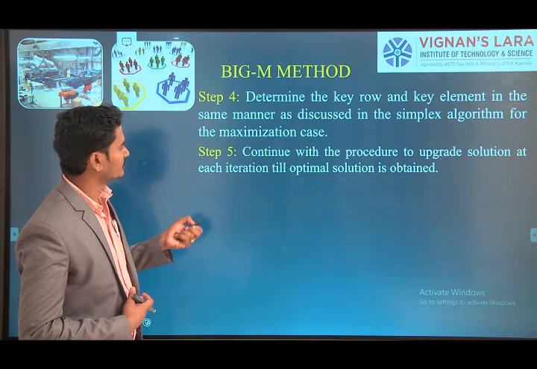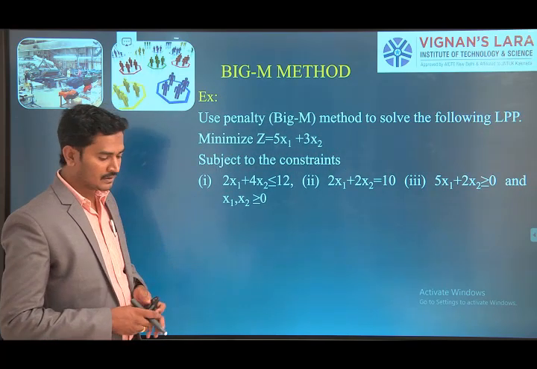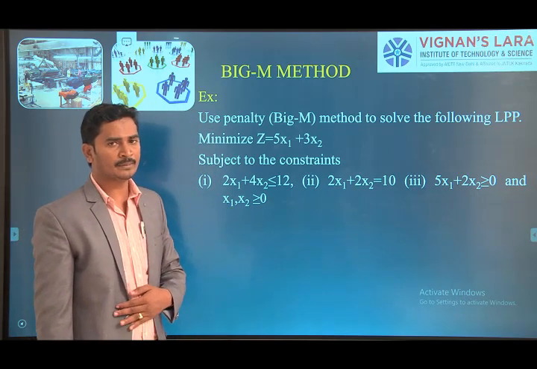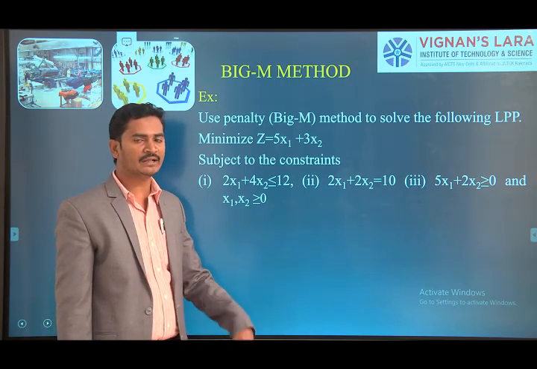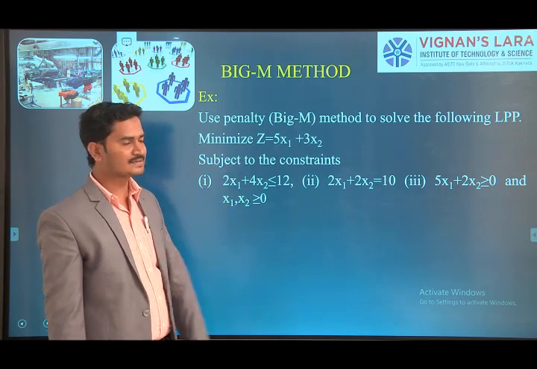Now coming to the example. This big M method is also called the penalty method. Why do we call it the penalty method? Here we are adding penalties. It means we are adding the capital M, the big M. So that is a penalty value. That's why this method is also called the penalty method.